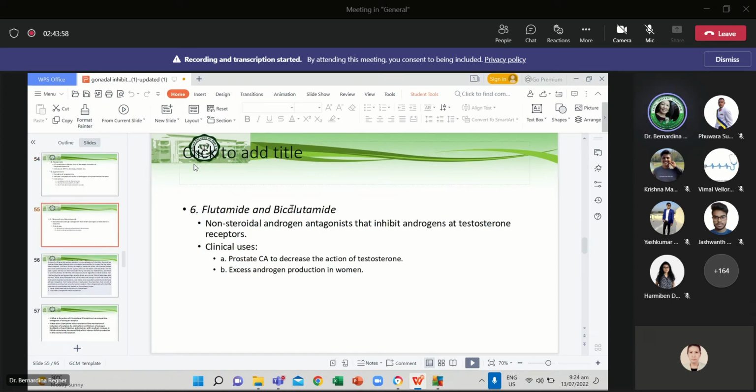Flutamide and bicalutamide are non-steroidal androgen antagonists that will inhibit androgens at testosterone receptors. Clinical use: prostate cancer, to decrease the action of testosterone, and excess androgen production in women. So those women who are having some excess hair, beard, etc. So it will be to decrease masculinization.